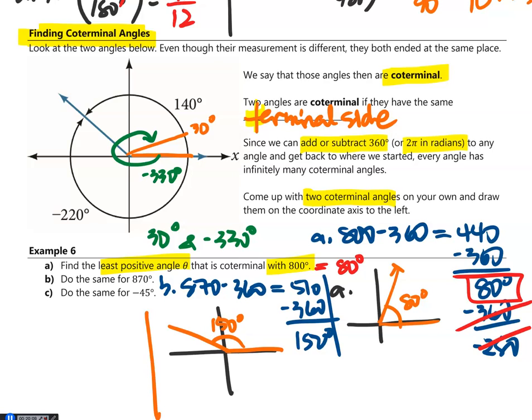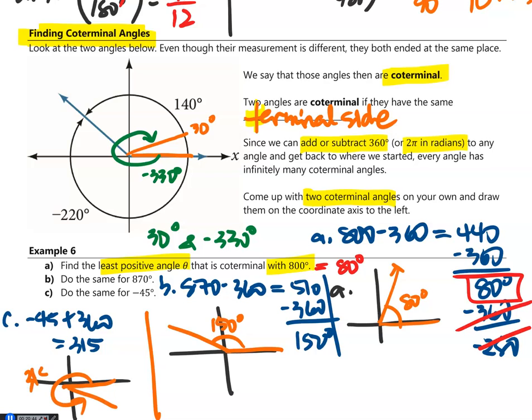Letter C, do the same for -45. So -45, this time let's add 360 degrees, which is equal to 315. So where is 315 degrees? 315 is this. So this is 315 degrees, coterminal with -45.